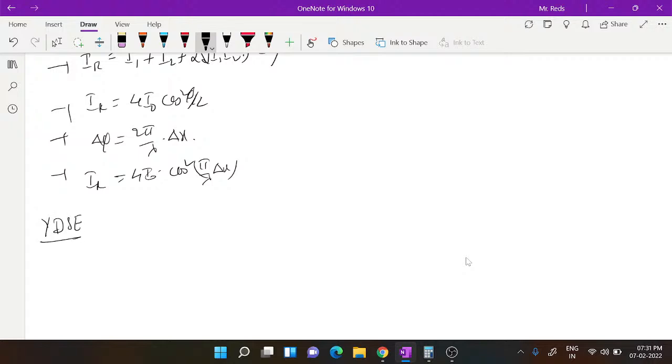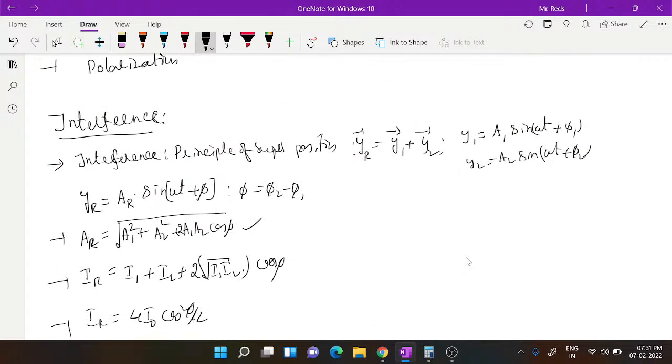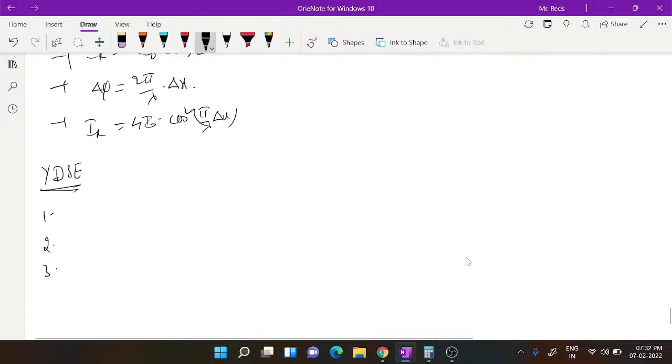Under YDSE, you can mention 3 points. First point is the constructive interference. Even under interference itself, generally you can put the constructive interference condition and destructive interference condition in terms of phase difference and in terms of path difference. Generally, before this itself, you have put the conditions for constructive interference, then destructive interference, etc.